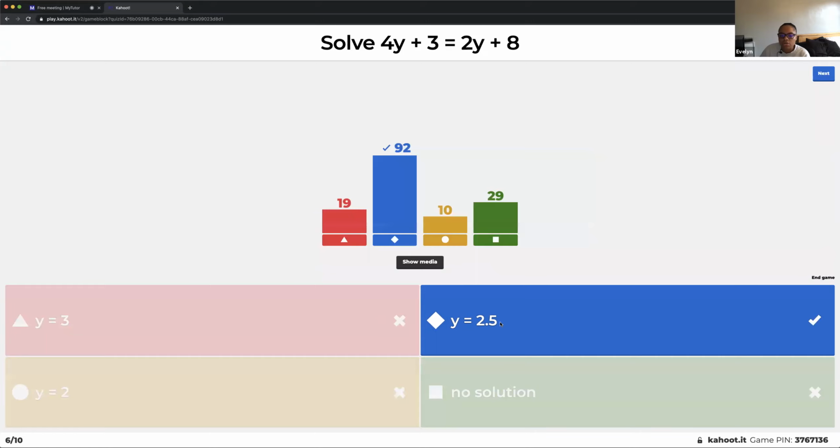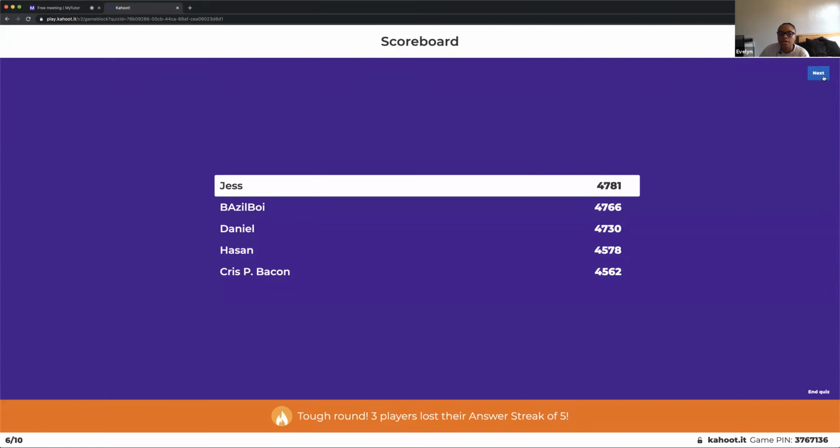Right, y equals 2.5. Brilliant. So remember, look for the smallest y, which is 2y, and move that. So you've got 2y plus 3 equals 8. Then you subtract the 3 from both sides. So you get 2y equals 5, and then divide by 2. 5 divided by 2 is 2.5. Brilliant. Well done, top 5.